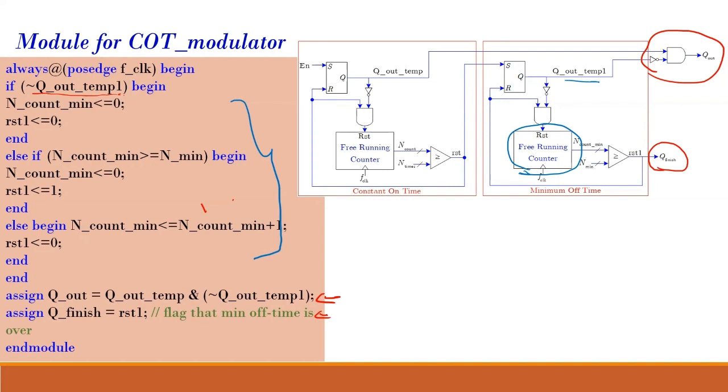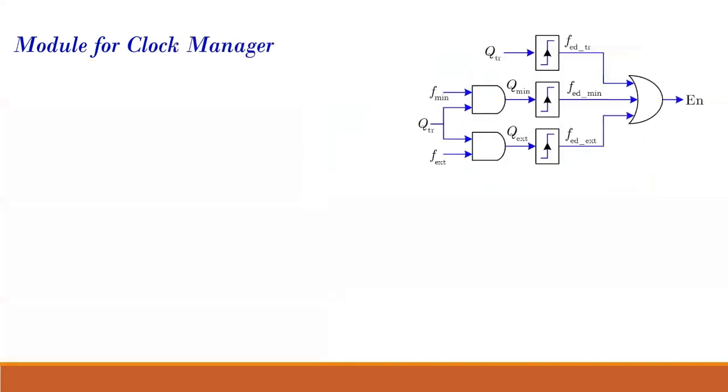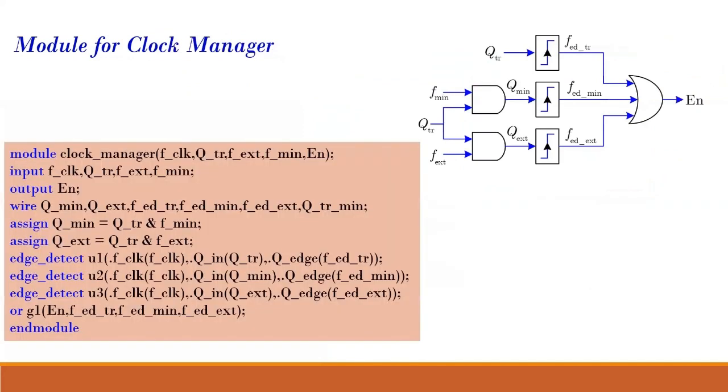So we'll proceed. This is the code of your constant on-time modulator. Now we need to generate my enable signal. Okay, this is my enable signal. Now, what is QTR? You will ask, what is QTR? So we have my Vref and my Vout. When my V output becomes greater than my Vref, then my QTR will be high.